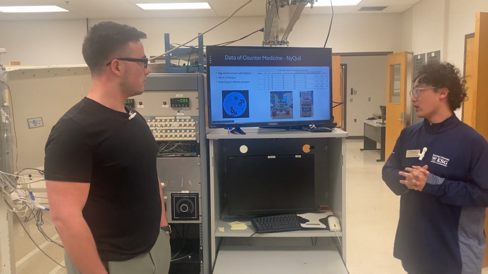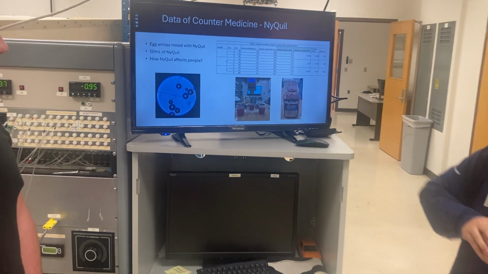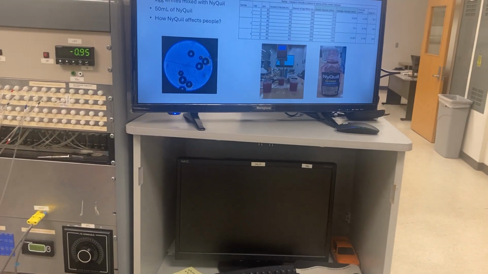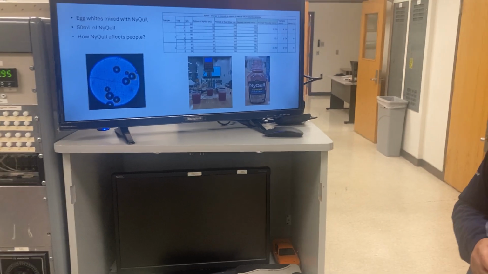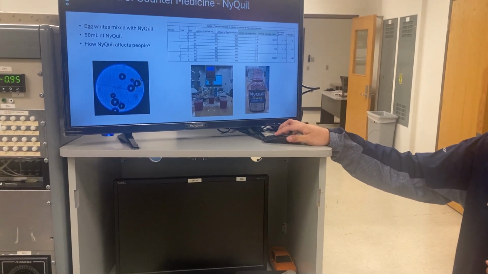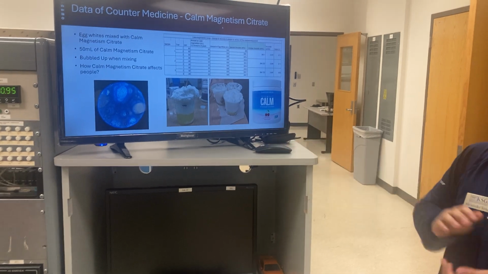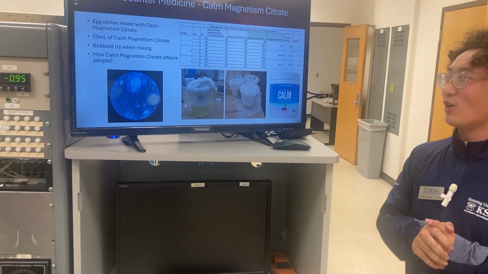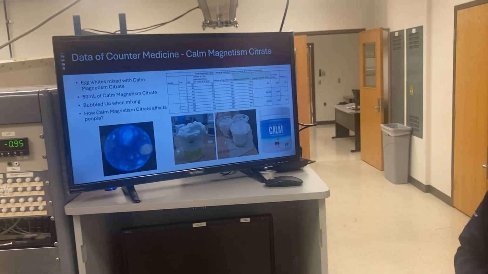So we first used the NyQuil. As you can see here, we did the microscope picture. There's some bubbles that appeared during the egg whites, as we used 50 milliliters of NyQuil with the egg whites. And there was an increase in viscosity with the NyQuil. But there's definitely an increase of viscosity when we did the cold magnesium, as we used 50 milliliters as well, similar to the NyQuil.